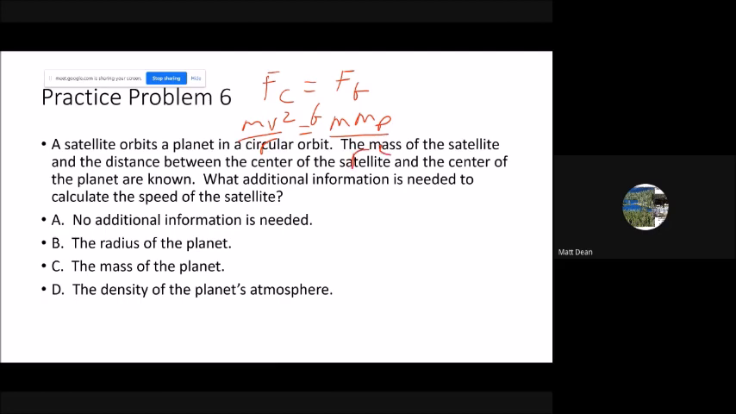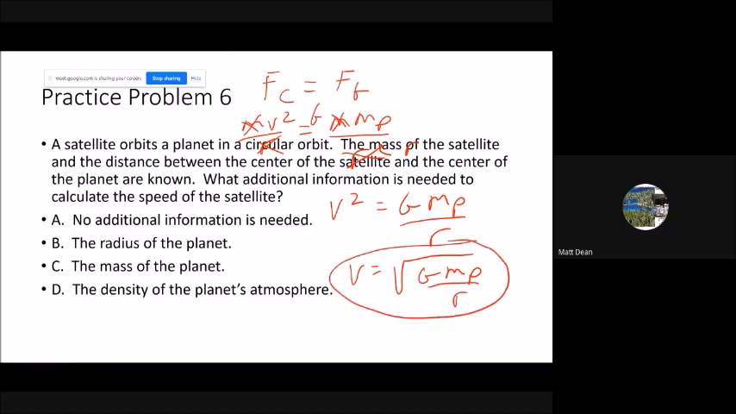Solve this for velocity. The masses cancel on each side. This r is going to cancel out one of those r's. So we end up with v squared equals G times the mass of the planet over r, which means v equals the square root of G times the mass of the planet over the radius. That equation, I would go ahead and write on my formula sheet. And also make sure that you realize that square root goes all the way down. That covers the whole quantity.